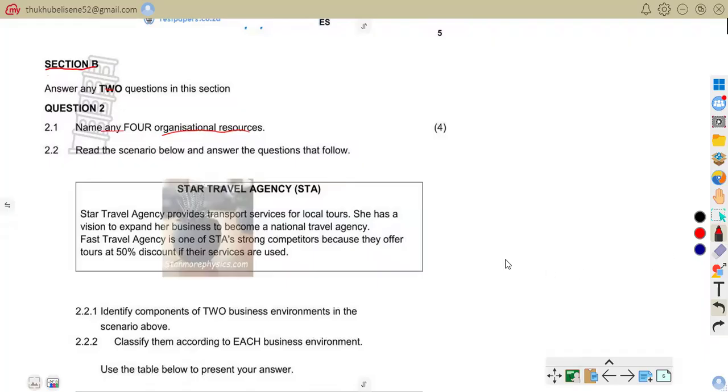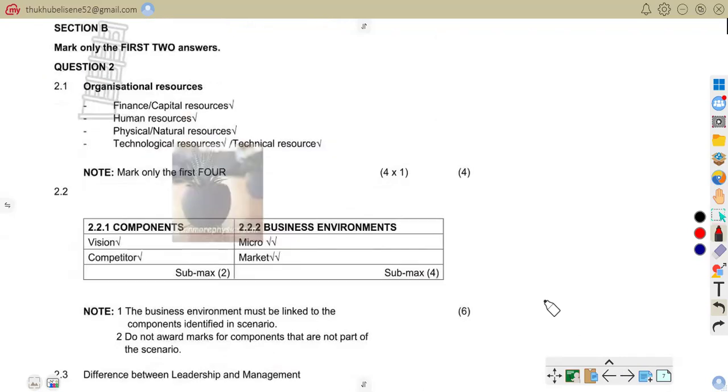Organizational resources. So let's quickly go to our answers. So here are our organizational resources, financial or capital resource. When you talk of finance or capital resources, that is money available to start or run the business. For example, we can talk of cash, we can talk of loans, we can even talk of investment.